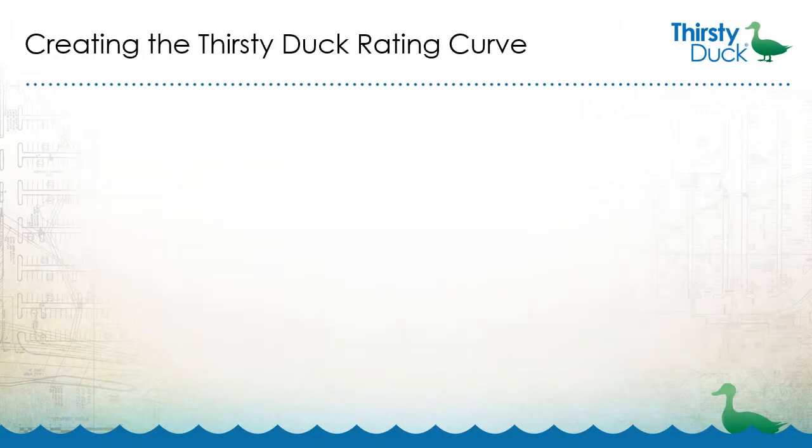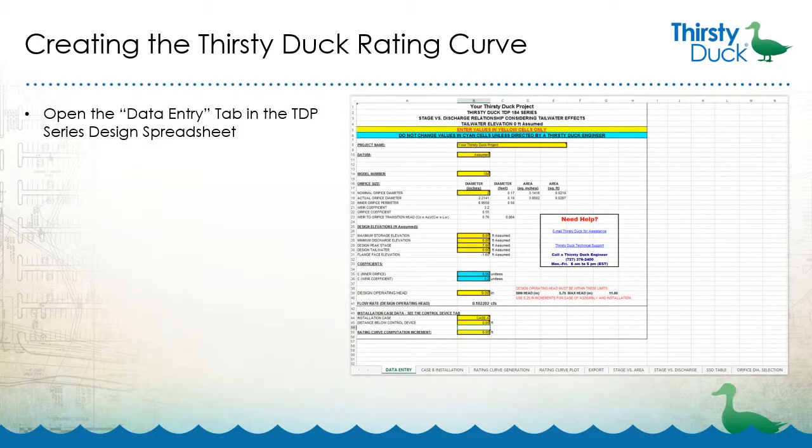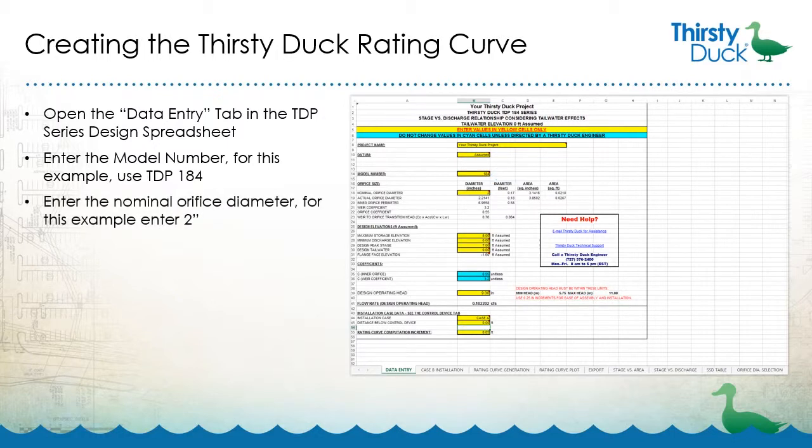Create the Thirsty Duck rating curve by first opening the Data Entry tab in the TDP series design spreadsheet. Enter the Thirsty Duck model number. For this example, use model TDP184. Then enter the nominal orifice diameter. For this example, 2 inches.